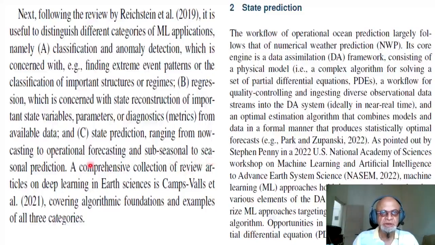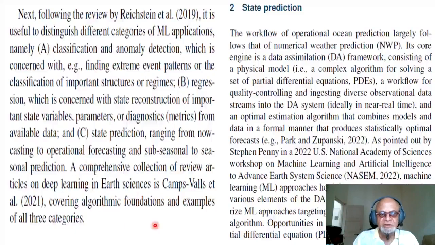And thirdly, we also need ML applications for state prediction, ranging from nowcasting to operational forecasting and sub-seasonal to seasonal prediction. Nowcasting is just next minute, next few minutes, next hour, and so on. There's no strict difference, but generally nowcasting also needs to happen quickly. If you are trying to make a 6-hour prediction and your model integration to make the prediction takes 12 hours, then obviously you are not going to get the 6-hour prediction done in time. But AIML is going to be very critical in doing that. But there are other issues in terms of S2S, or sub-seasonal to seasonal predictions.